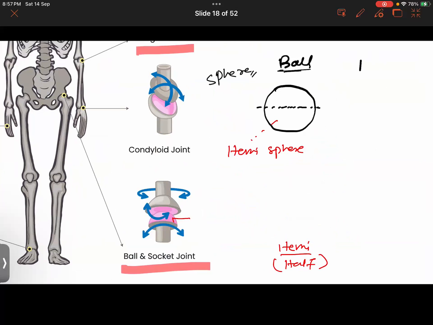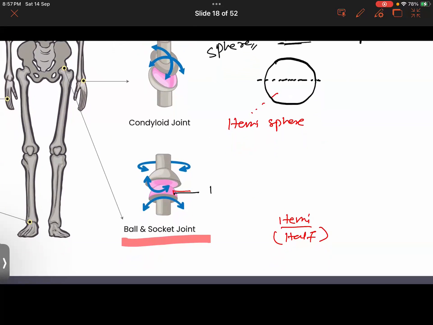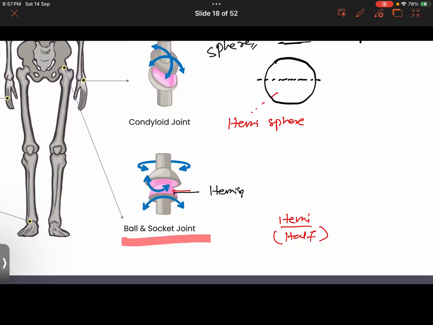So what are we seeing here? You have this hemisphere, and here you have this socket. So this hemisphere, basically a ball-like structure, is fitted into this socket, and movement will be possible here.